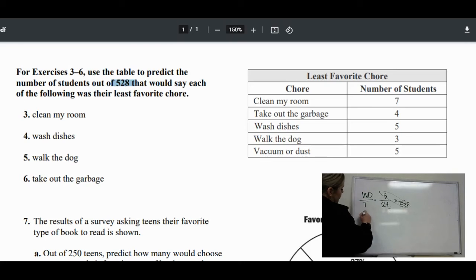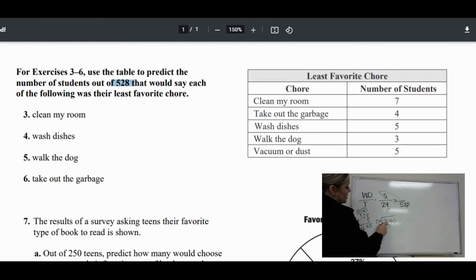So 528 times 5. 8 times 5 is 40. 0 can stay. 4 got to go. 2 times 5 is 10 plus 4 is 14. The 4 can stay. 1 got to go. 5 times 5 is 25 plus 1 is 26. All right. So now we have 2,640. We're going to divide that by 24.